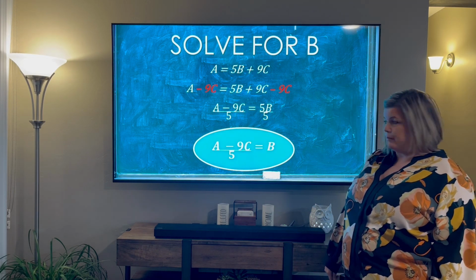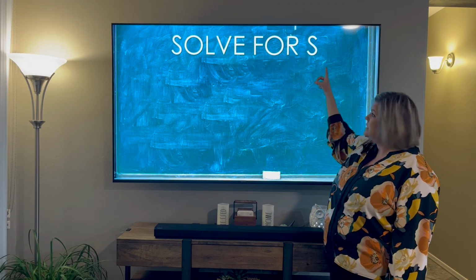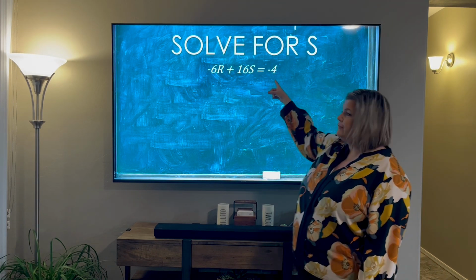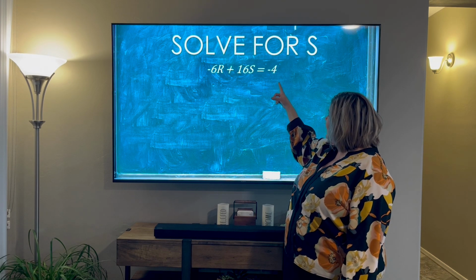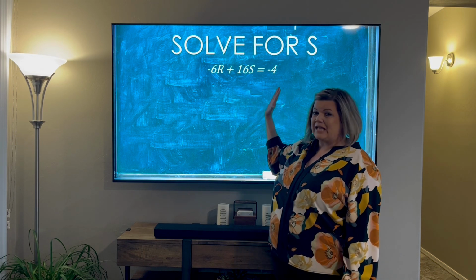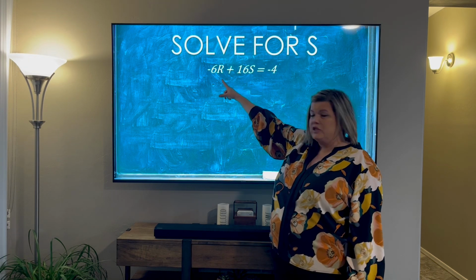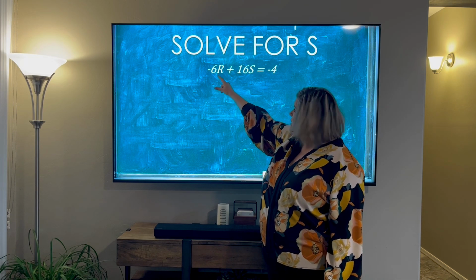Let's do one more example. This time we're going to solve for the letter s. Here's our given problem: negative 6r plus 16s is equal to negative 4. Again, s is in the middle. Looking at this side of the equation, in front of it you'll see a negative 6r. Notice it's a negative 6.